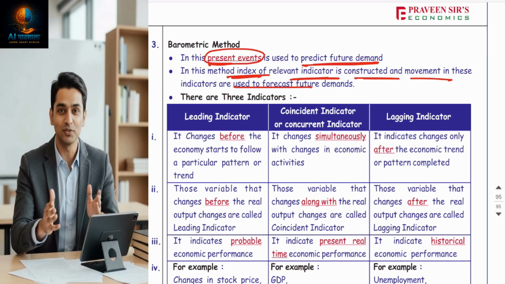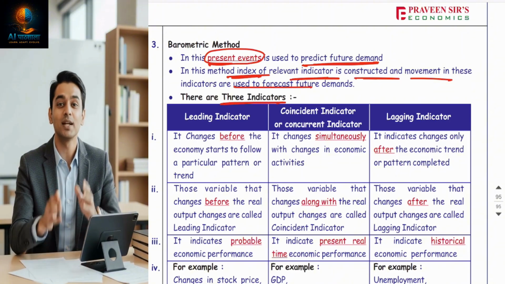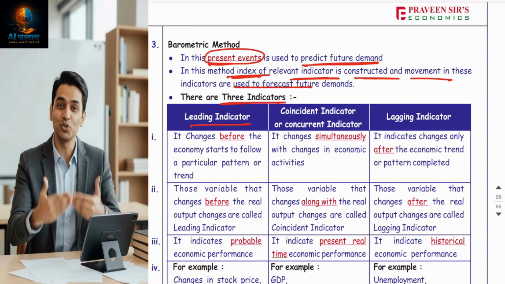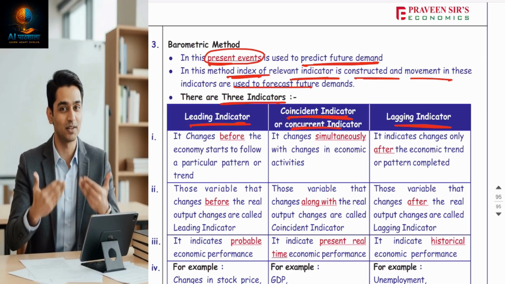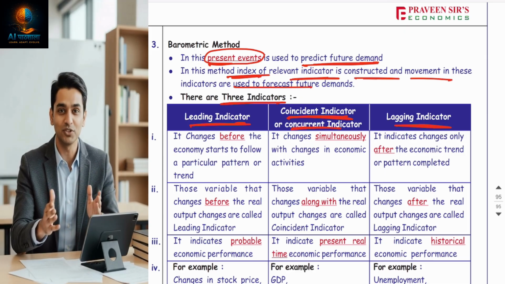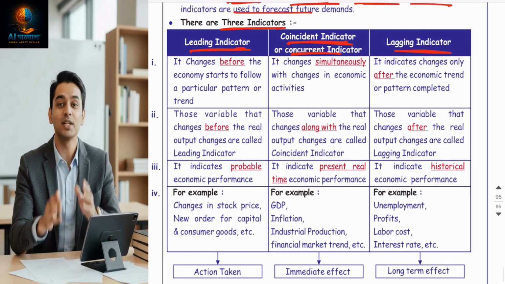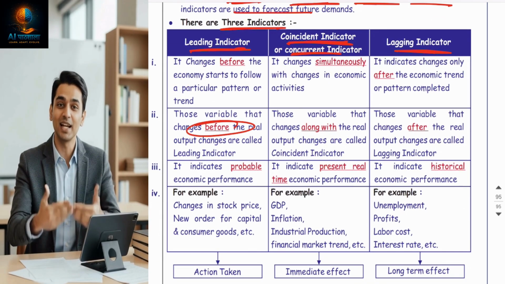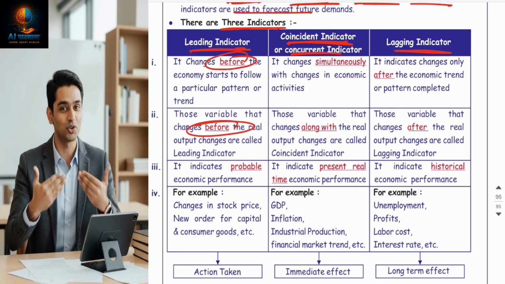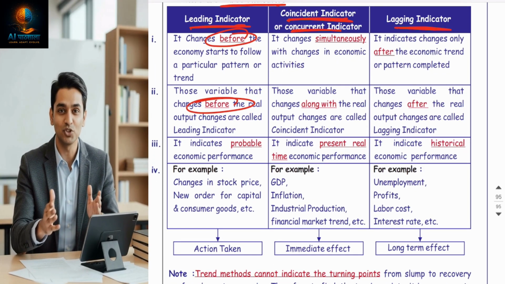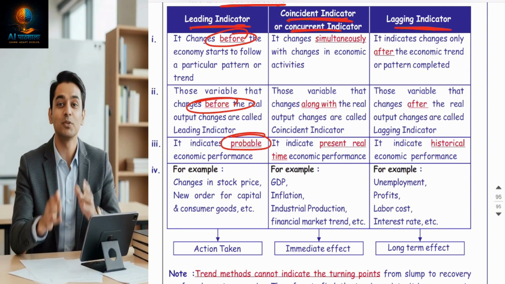So under the barometric method, three indicators have been developed. First is the leading indicator, second is the coincident or concurrent indicator, third is the lagging indicator. Let's understand one by one. A leading indicator changes before the economy changes. It predicts future movements.